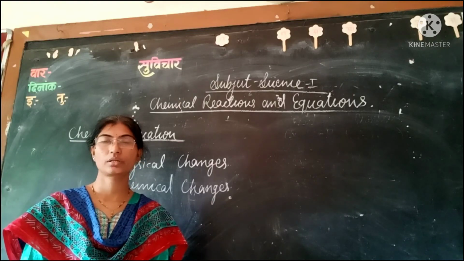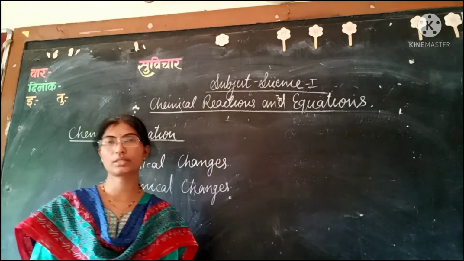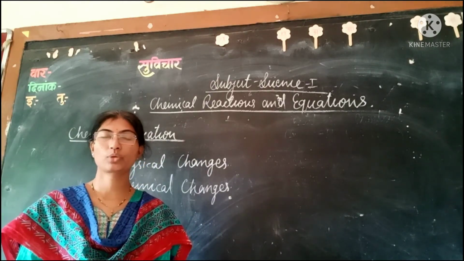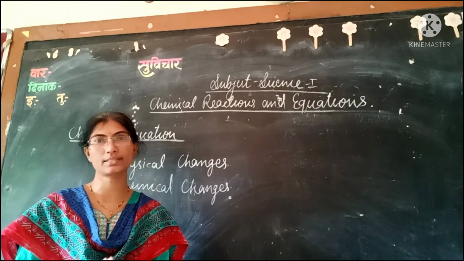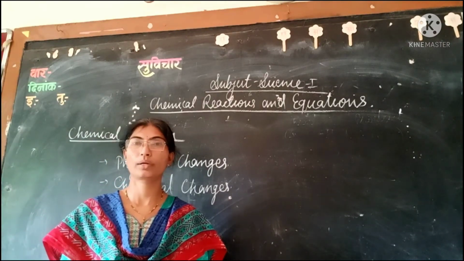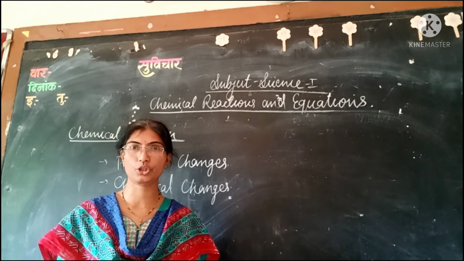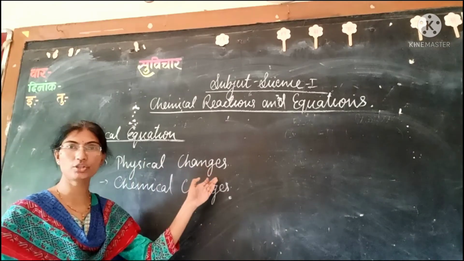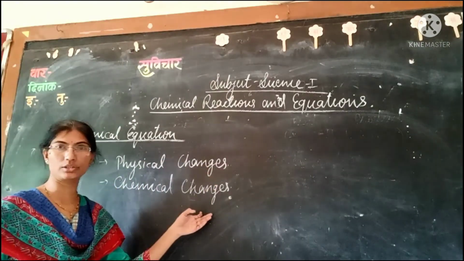Good afternoon, students. Today we are going to study how a chemical reaction takes place, how to write a chemical reaction, and how to balance a chemical reaction. Before that, let's first recall what changes take place in nature. There are two types of changes: one is known as a physical change and the other is known as a chemical change.